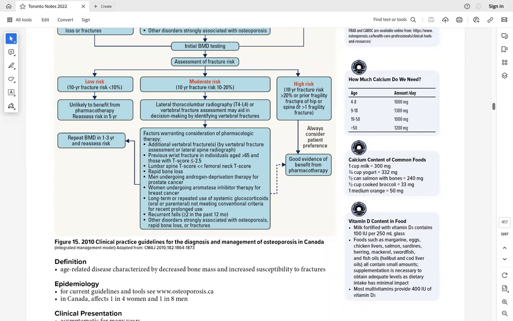If they are high risk, more than 20%, or have a prior fragility fracture of the hip or spine, then we will always start them on pharmacotherapy and reassess them regularly. So basically, for risk above 10%, do the X-ray, and then based on the X-ray and these findings, reassess the patient in 1 to 3 years and start pharmacotherapy. If high risk, more than 20%, immediately start pharmacotherapy.